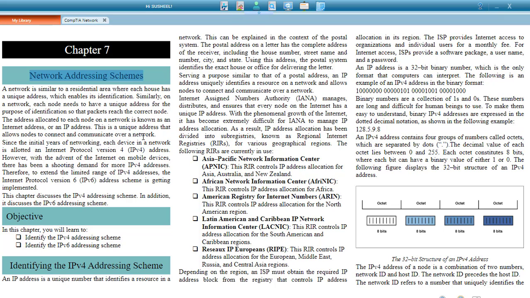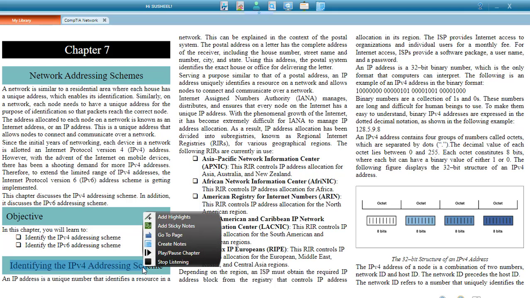Network addressing schemes. A network is similar to a residential area where each house has a unique address, which enables its identification. Similarly, on a network, each node needs to have a unique address for the purpose of identification so that packets reach the correct node. The address allocated to each node on a network is known as an internet address, or an IP address. This is a unique address that allows nodes to connect and communicate over a network.